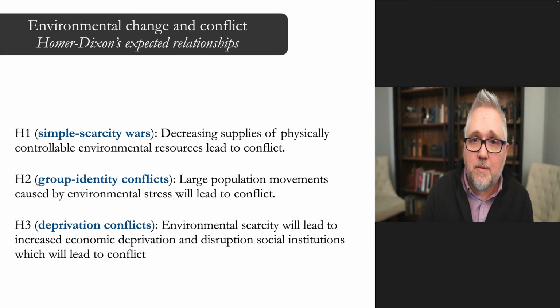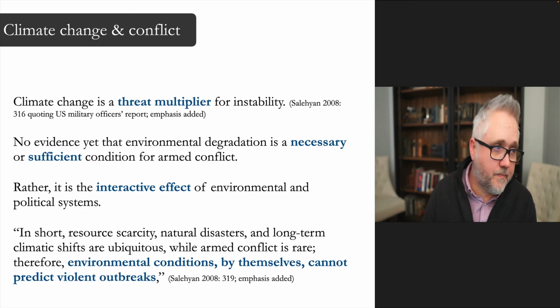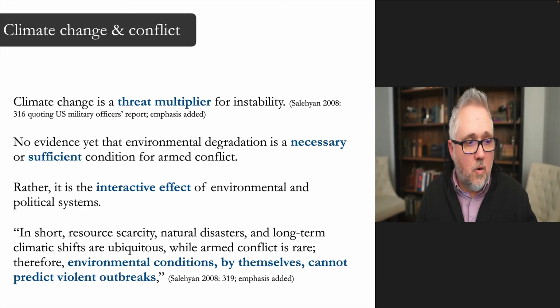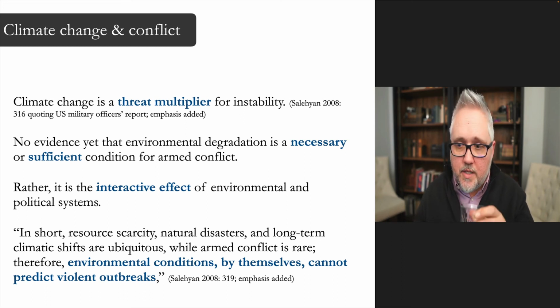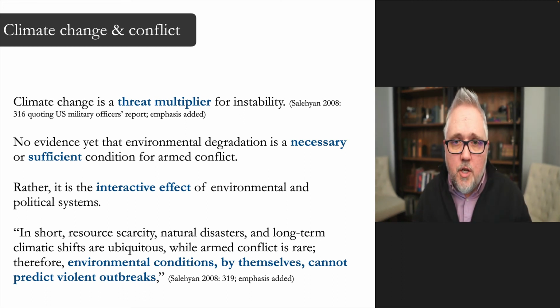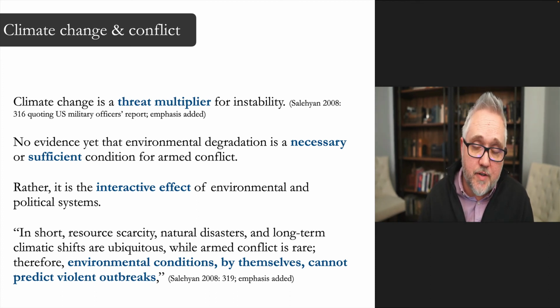The major kinds of explanations that Homer-Dixon outlined in a number of the different articles, implicitly or explicitly, focused on simple scarcity wars, just basic scarcity can lead to conflict. Group identity conflict caused by population movements, or deprivation, economic deprivation and disruption, could potentially lead to conflict. Climate change and conflict. There's a whole host of different potential theoretical links. Climate change is an overall threat multiplier of existing drivers for instability. There's no evidence that it is a necessary or sufficient condition yet.